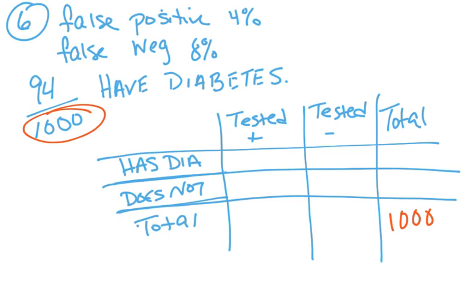94 Americans out of 1,000 have diabetes, so the total number that have diabetes is 94. Once I have that, if I have 1,000 people that I tested and 94 have it, that means 906 don't have it. The goal is you want this last column and this entire row to give you 1,000. If you add up the totals and you get something that's not 1,000, you made a boo-boo somewhere.